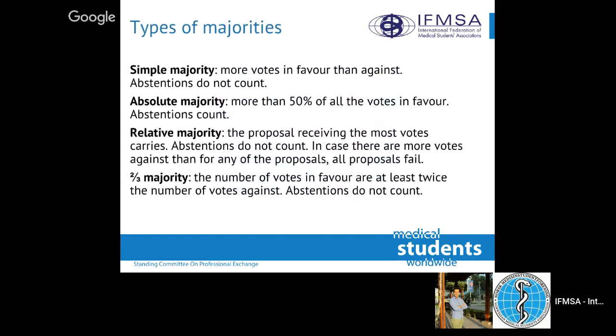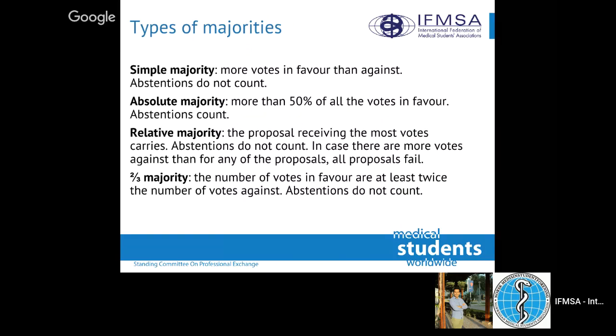So let's start with the types of majorities. First of all, you know that there are different types of majority, and of course, those majorities are related to different types of situations that we might have when we are voting on a specific motion that has been proposed. But first of all, I'm going to start by listing them one by one. The first one is simple majority. Simple majority means that there are more votes in favor than against. Abstentions do not count. So the motion passes if there are more votes in favor, basically, without counting abstentions.